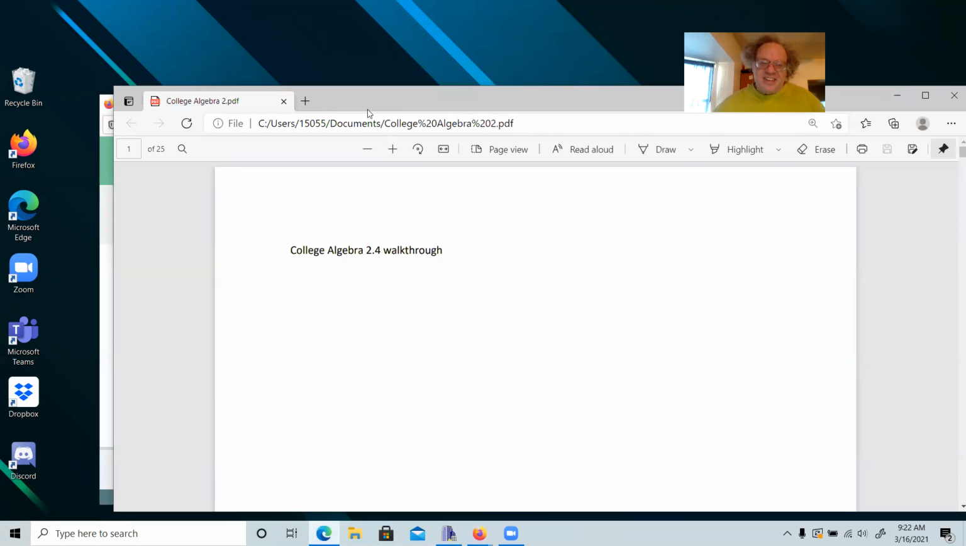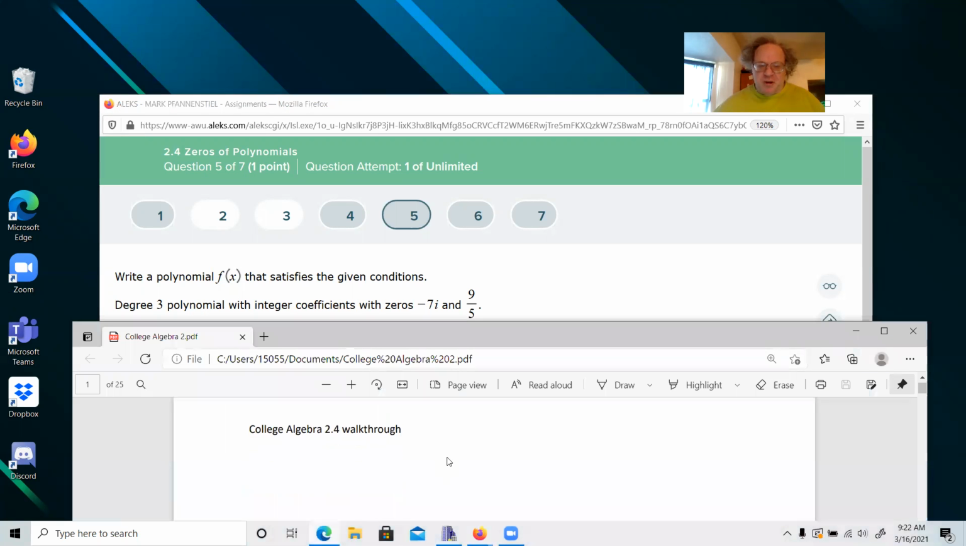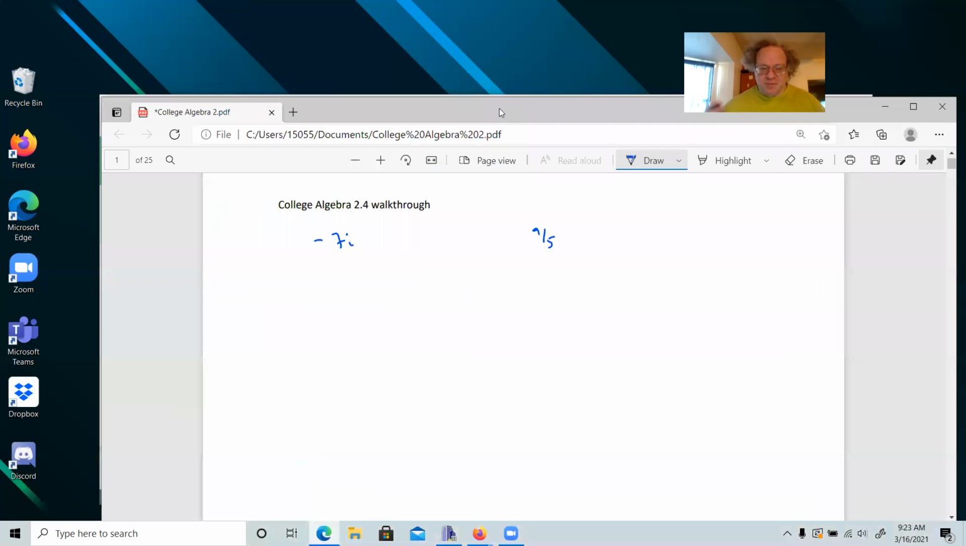Okay, so we have a degree 3 polynomial with integer coefficients, and our zeros are negative 7i. I mean, I mess these up too still, right? Because every time has to be perfect. And 9 over 5. All right, so they want the whole polynomial here. Okay, they do not want it in factor form. They want us to multiply this out. So it's going to be a lot of fun.